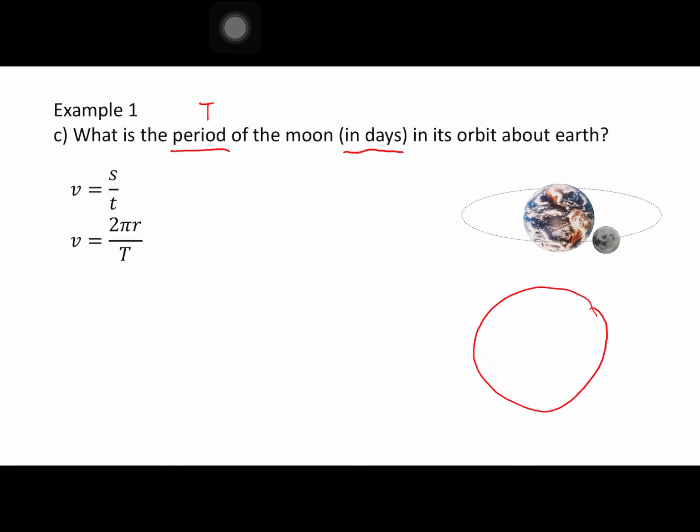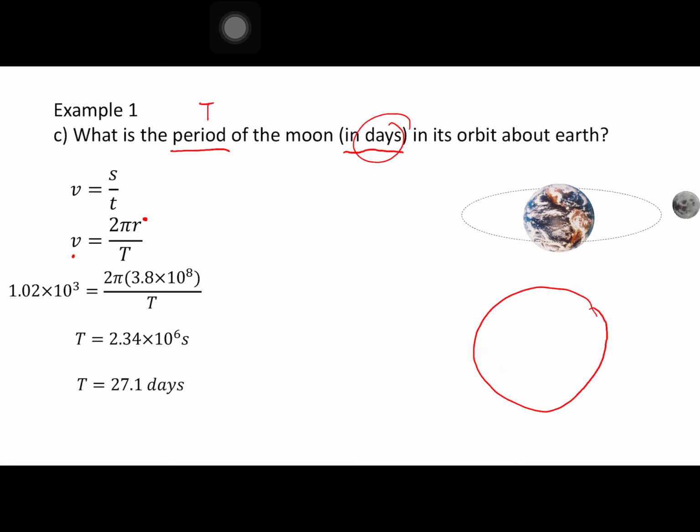So 2 pi r over, what's the time taken for it to go around the Earth? This time taken would be 1 period, right? Because it's the time taken for one orbit. So I already found out what v is from the previous slide. I know what r is. From here I can find out what T is. But T, what's the SI unit for T? Seconds, that's right. So once you have found your answer in seconds, but the question asks us in days, you've got to divide by 60 seconds to give us in minutes, divide by 60 minutes to give us in hours, divide by 24 hours to give us in days.